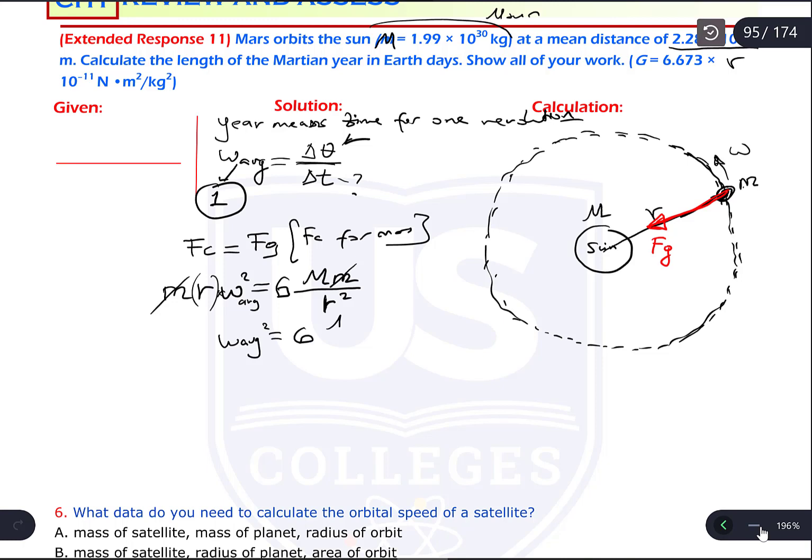So in the numerator, the mass of the Sun is left. The denominator is R times R squared, which becomes R cubed. So by this equation, I can calculate omega average by taking the square root of both sides.